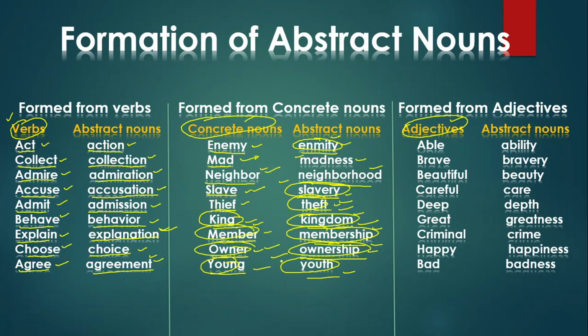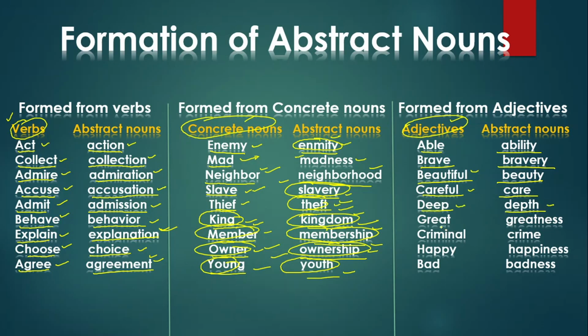And in the same way, formation from adjectives. How will you form the abstract noun from adjectives? Able is the quality, and ability is the name of that quality. Brave is the quality. Bravery is the name of that quality. In the same way, beautiful is the quality. Beauty is the name of that quality. Careful is the quality. Care is the name of that quality. Deep is the quality. Depth is the name of that quality.